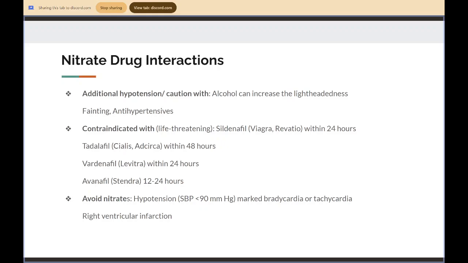So we also avoid nitrates when there's hypotension, systolic is below 90, or there's marked brady or tachycardia, and also in right ventricle infarction.